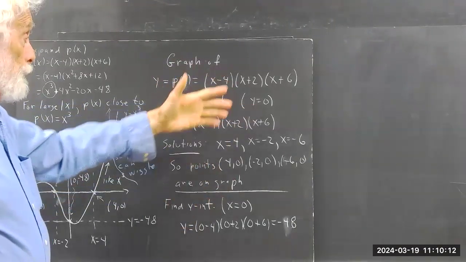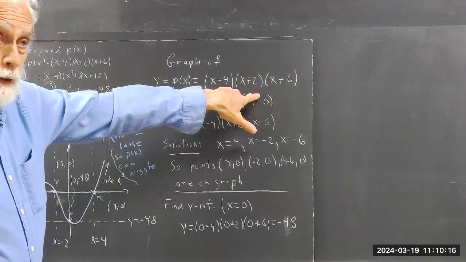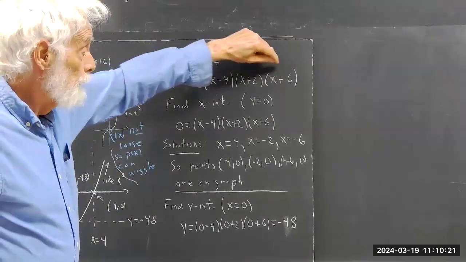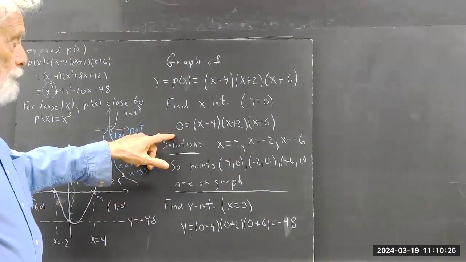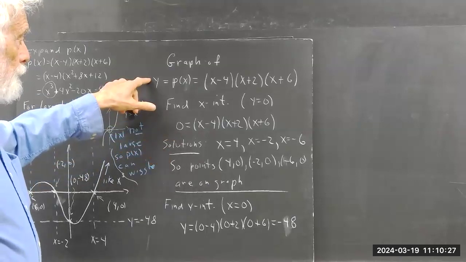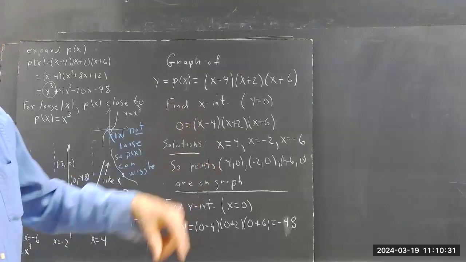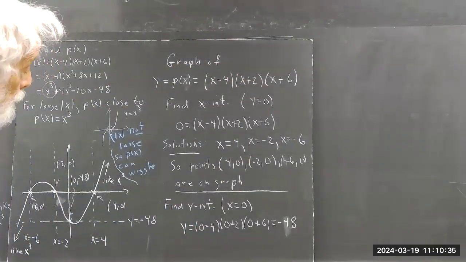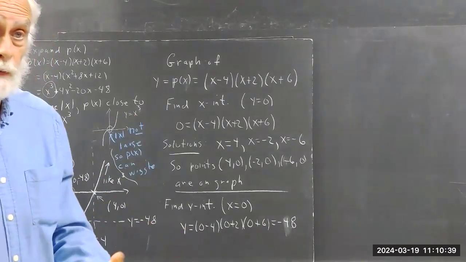Now, if y equals 0, well, y equals this expression, so this expression would have to be 0. For what values of x is this expression 0? Well, first let's just write that down as an equation. Let y equals 0, write 0 equals product of these, x minus 4 times x plus 2 times x plus 6. Our solutions are the values of x that make this true.